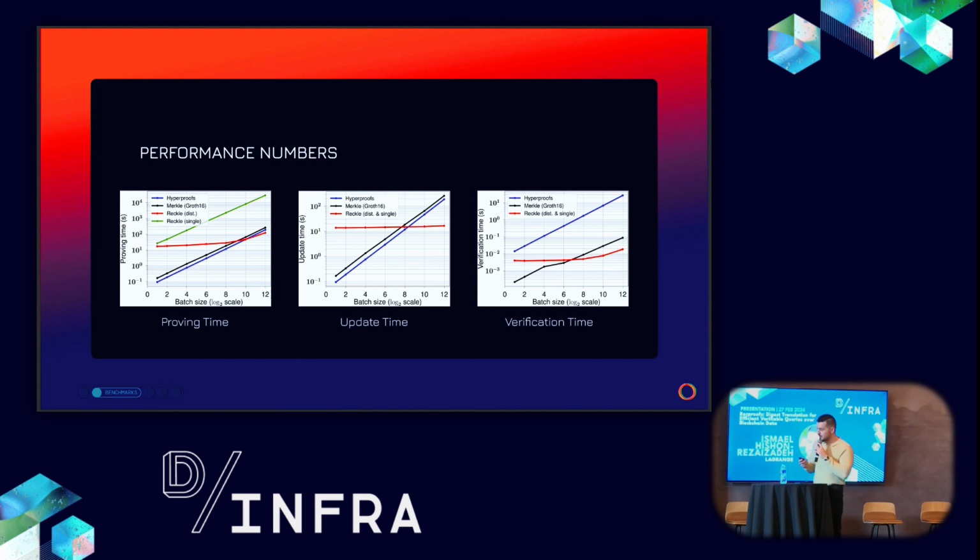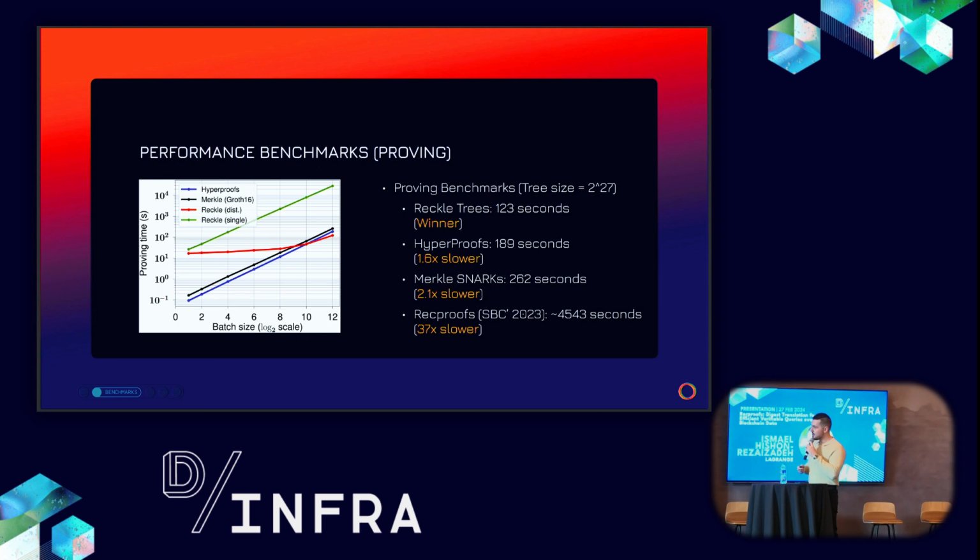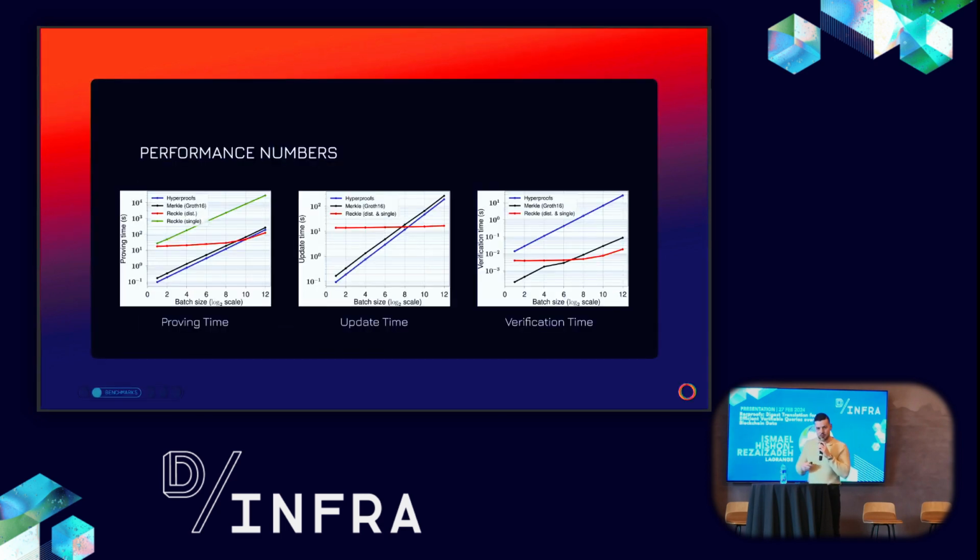Today we're going to discuss some performance numbers of how Reckle trees perform compared to naive approaches. We've discussed performance numbers of our Recproofs construction previously, but these are some new numbers that our team has put forward over the overall data structure based on some more recent optimizations. The three areas that we've assessed for comparison with respect to the naive approaches are proving time, update time, and verification time, or aggregation time. What we've found is that across the board, Reckle trees outperform the naive constructions on all three of these metrics for very large batch sizes.